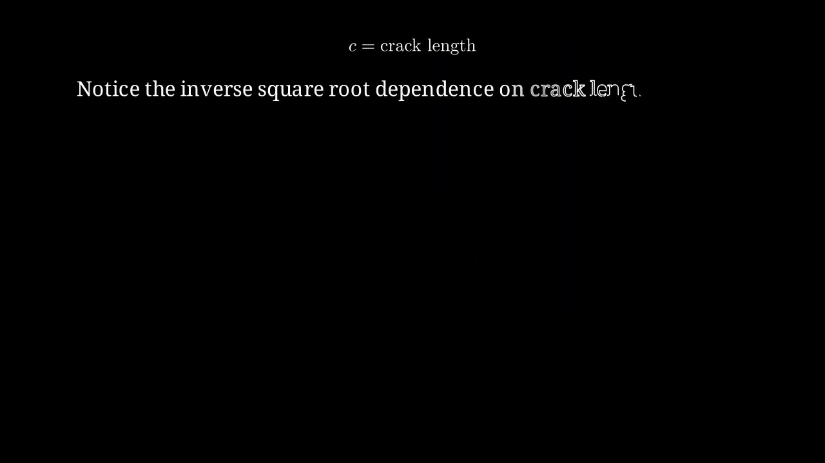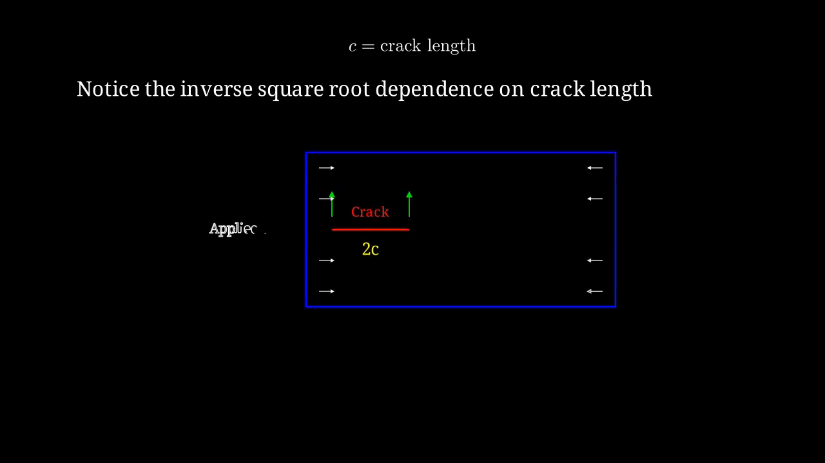Notice the inverse square root dependence on crack length. As the crack gets longer, the fracture stress drops dramatically. Longer cracks mean easier failure. Here's a material under tension with a crack of length 2c. The crack concentrates stress at its tip. When the stress intensity reaches a critical value, the crack propagates catastrophically.